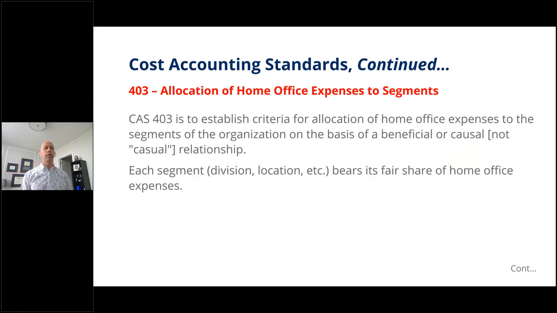CAS 403 deals with the allocation of home office expenses to the segments. Essentially, when we talk about indirect rates overall, if you were with us on some of the previous webinars where we talked about the fundamentals and advanced indirect rates, we're really talking about fair share kind of stuff, right? So we want to make sure that we have an allocation method for any of those rates. And here we're talking about home office expenses, similar concept. That each segment, could be a division, location, et cetera, however the business is organized, receives or bears its fair share of those home office expenses.